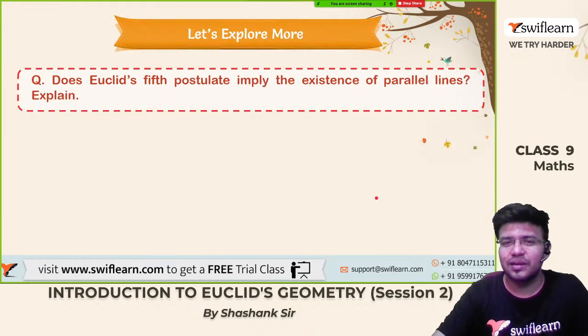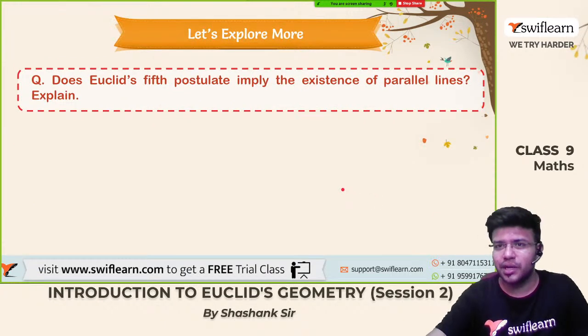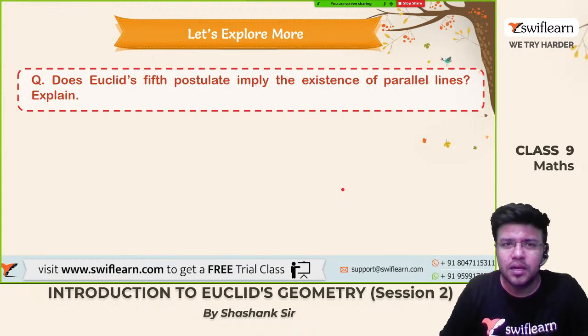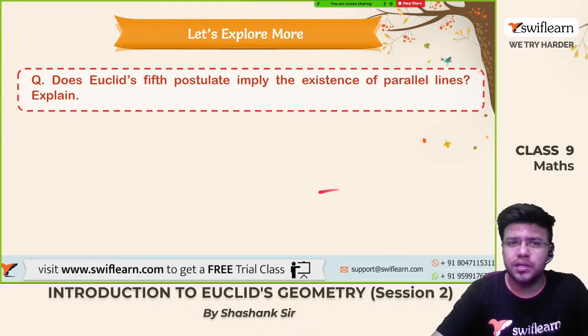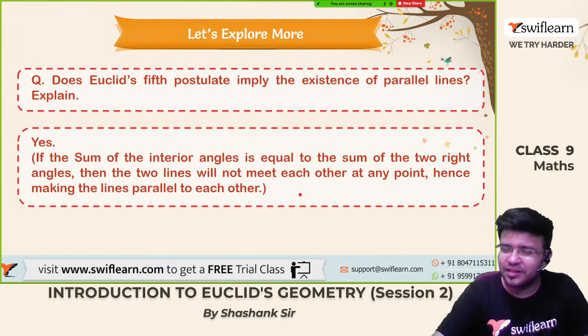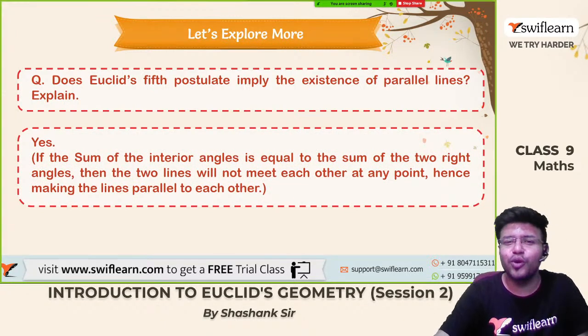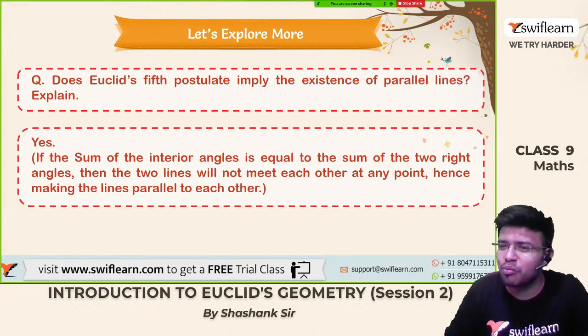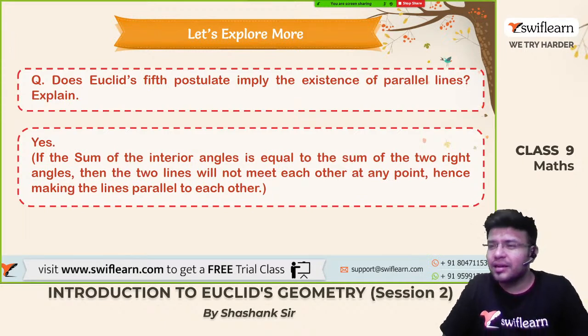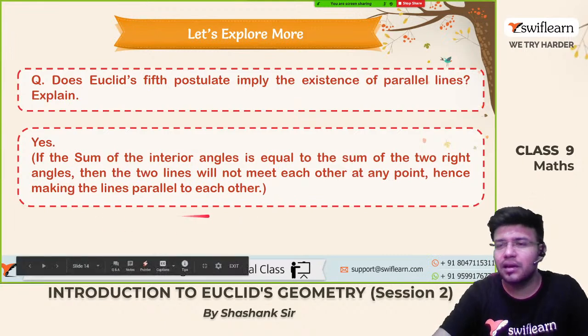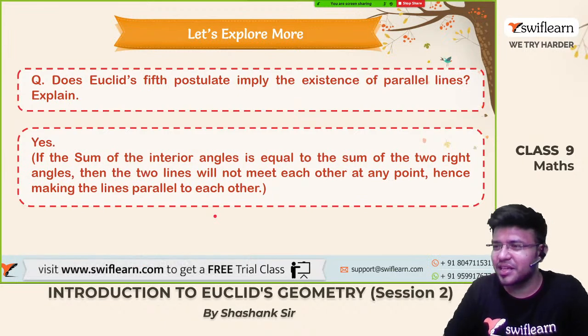Yes. Okay. Now, next question. Does Euclid's fifth postulate imply the existence of parallel lines? Explain this. Yes. The answer is yes. If the sum of two interior angles is equal to the sum of two right angles, then the two lines will not meet each other at any point. Hence, the lines are parallel to each other. Okay, this we had discussed yesterday.